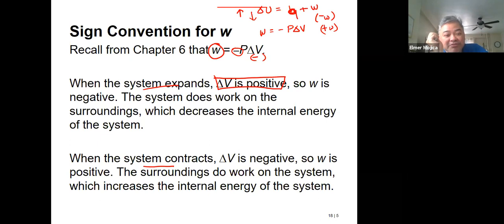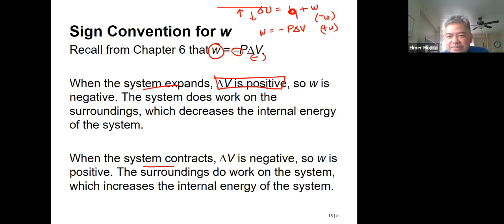So the term that you have to worry about: here, the system does work on the surrounding. Here, the surroundings do work on the system. So we could say the system works here, or work is done by the system. Here, work is done by the surroundings. The surroundings do work on the system, which increases the internal energy.